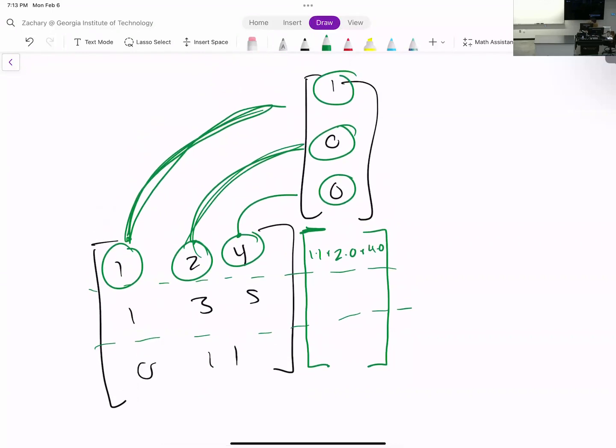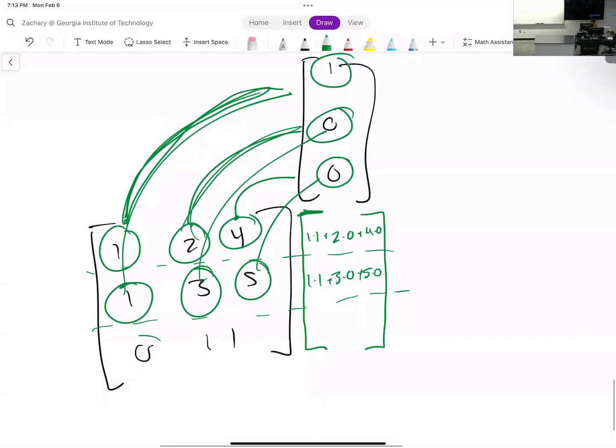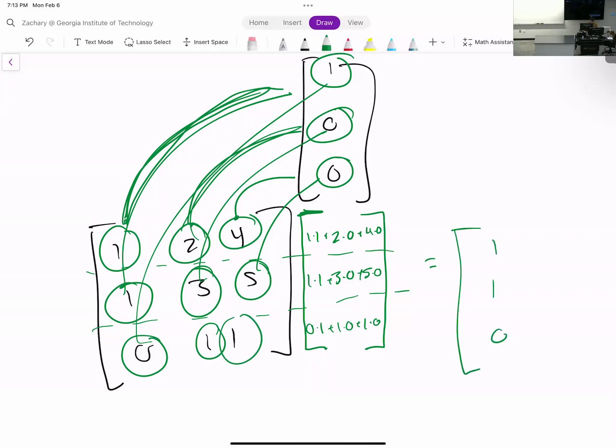For the next row, it's going to be 1 times 1 plus 3 times 0 plus 5 times 0. And then for the next one, it's going to be 0 times 1 plus 1 times 0 plus 1 times 0. And what you'll find is this is 1, 1, 0, which is B. Which means we've successfully found a solution to this equation. You don't have to do this on your exam. This is just a way that if you're looking for a solution and you want to check it, you can do this.